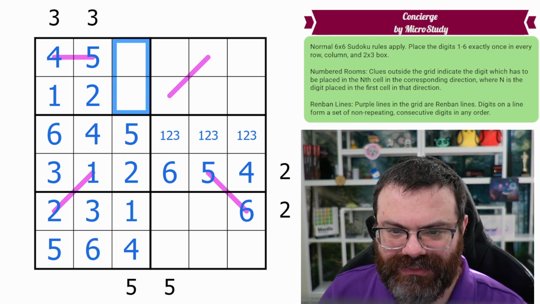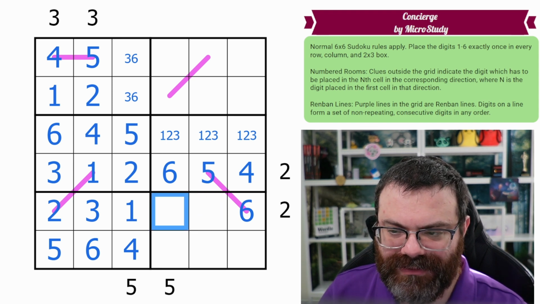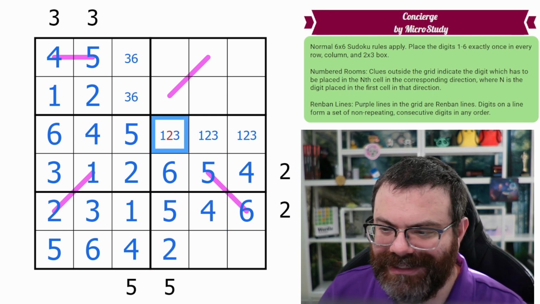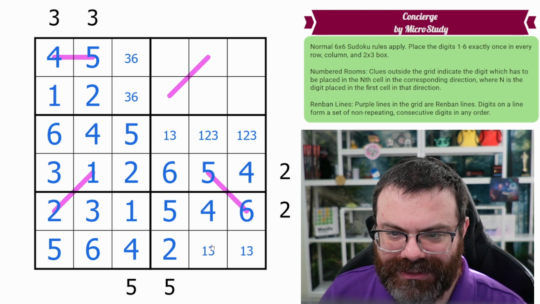Okay. This is 3 and 6. So how about the 5 over here then? Actually, let's pencil these. This is 4 and 5. So actually this is 5, this is 4. That makes that a 2. So that was easier. These are from 1 and 3. We don't know the order.